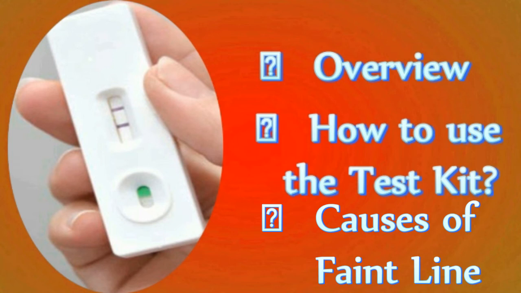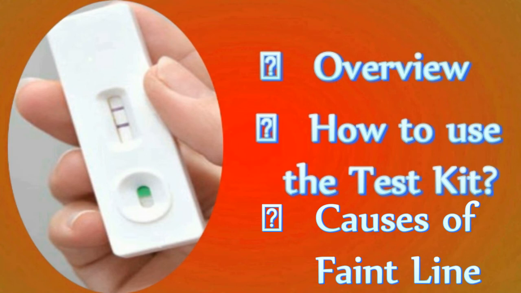Sensitivity of the home pregnancy test kit is another possible reason behind the appearance of a faint positive result. The sensitivity of the kits differs from brand to brand. Some are designed to detect HCG levels as low as 20 ml per liter of urine, while some are made to detect HCG levels as high as 50 ml per liter of urine.